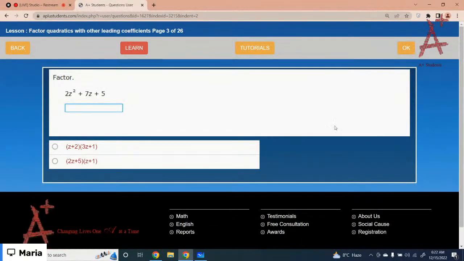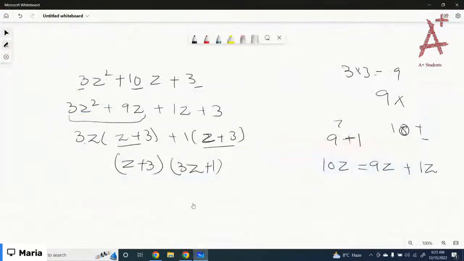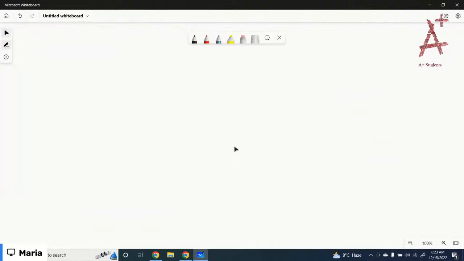Okay, the next one is 2z square plus 7z plus 5. Just multiply the coefficients. It will be 2 times 5, which makes 10. And here you have 7. You have to look for the numbers that when multiplied make 10 and when added make 7. Got it? So which two numbers when multiplied make 10 and when added make 7?